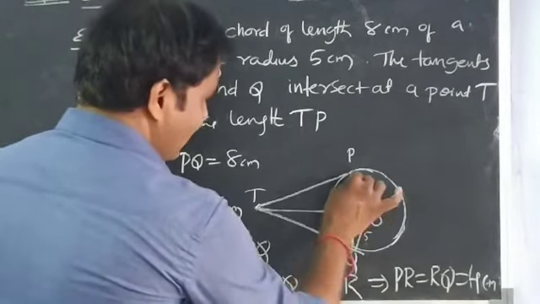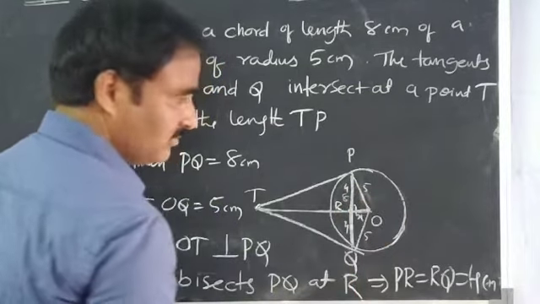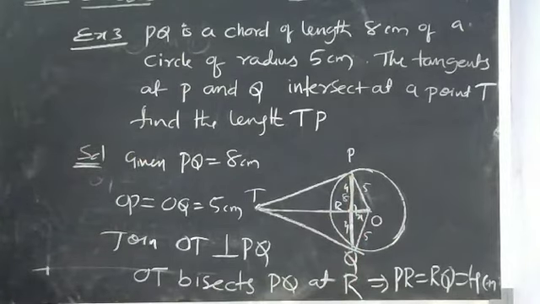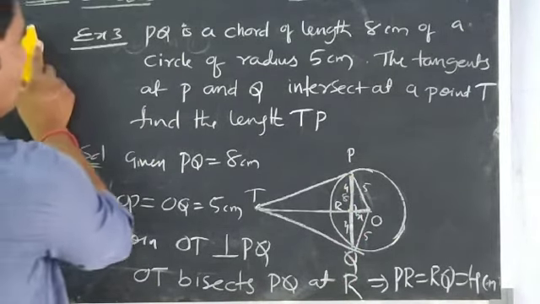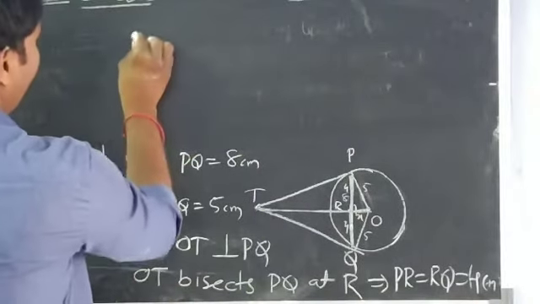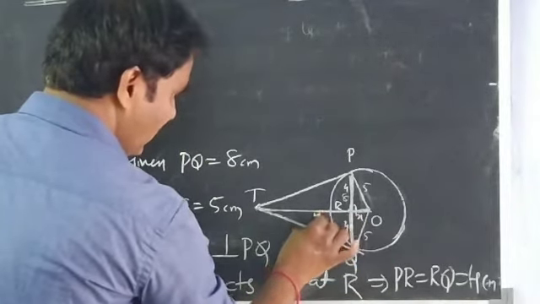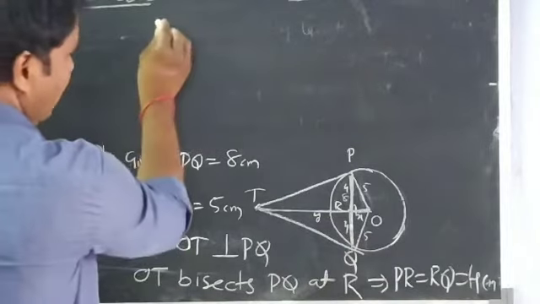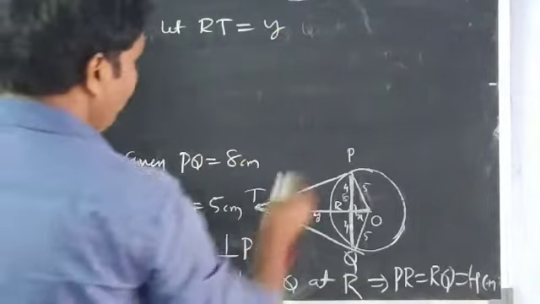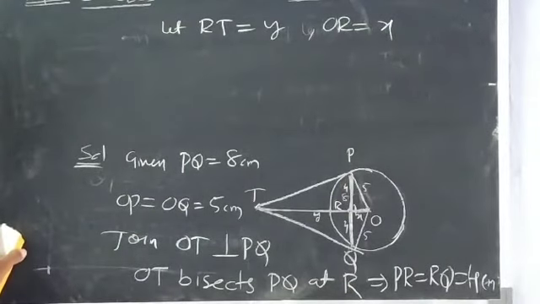Now I will consider this right angle triangle. Here we know the hypotenuse and one side length. I am going to find x. In the triangle, we don't know this length x, and this one RT I am taking as y.